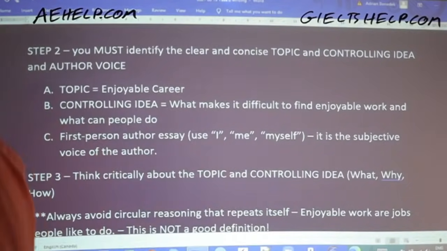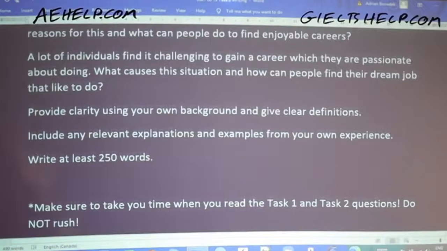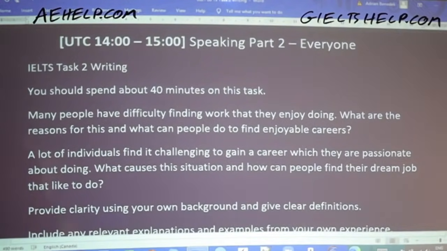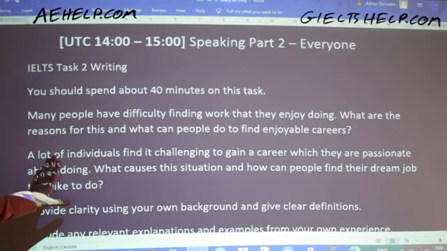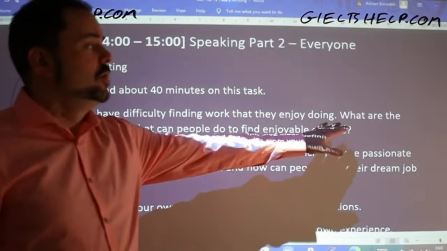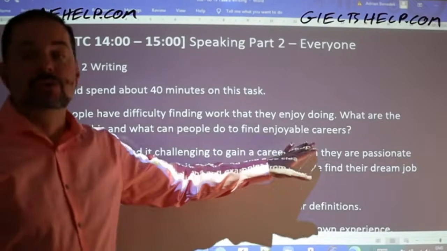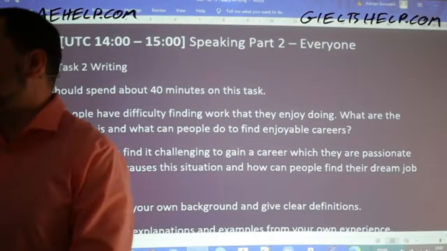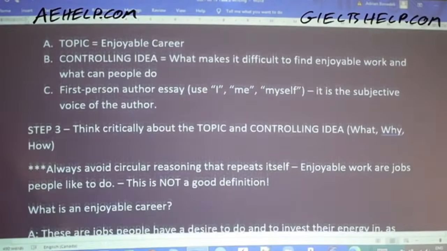I should focus on the original question, the task 2 question, right? It's a 2-part question. And this question is especially challenging because it's an open question. It's not a yes or no. It's not an agree or disagree. It's not a discuss both sides with both sides given, but it's an open question, right? So what are the reasons for this? What can people do to find enjoyable careers? Yeah. So that's the second question, right?